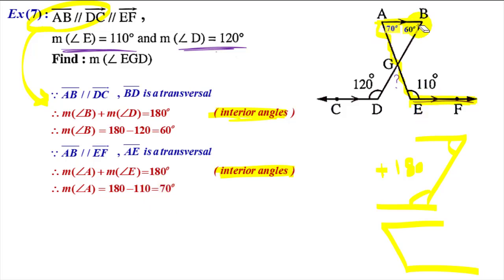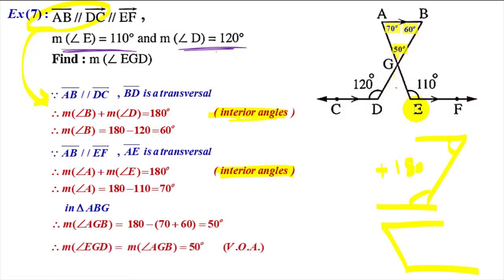Inside triangle ABG we have two angles. First we find the third angle. Then, in triangle ABG, the measure of angle EGB is 180 minus (70 plus 60), which equals 50 degrees. Therefore the measure of angle DGE equals the measure of angle EGB, which equals 50 degrees, because they are vertically opposite angles.